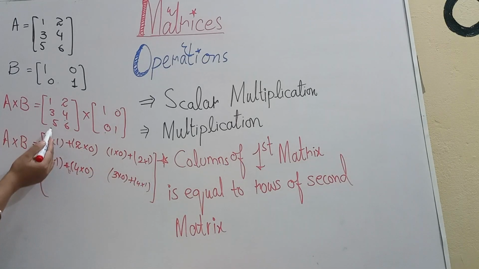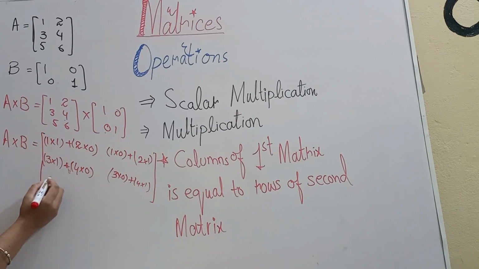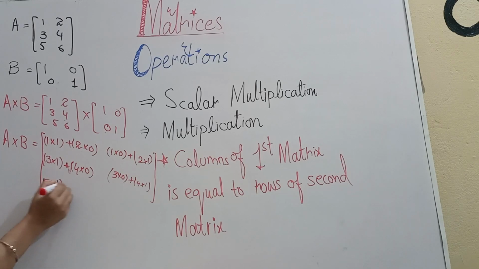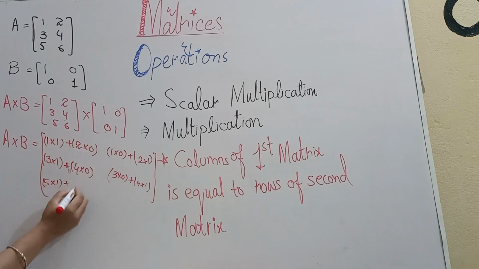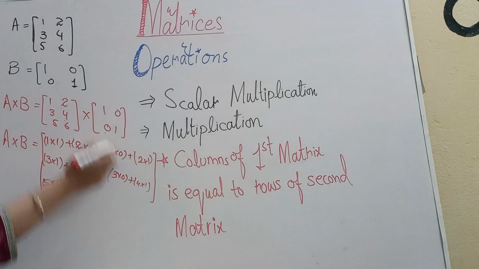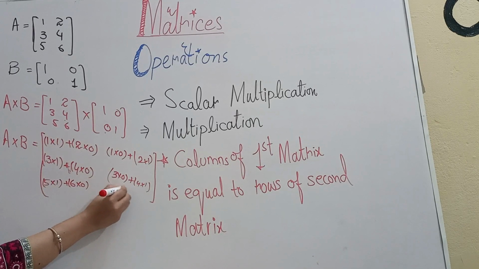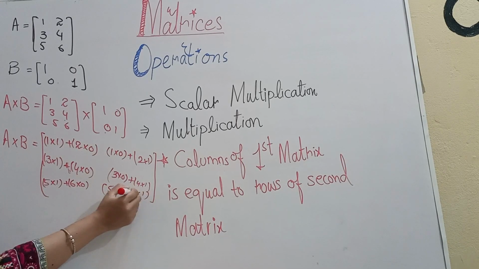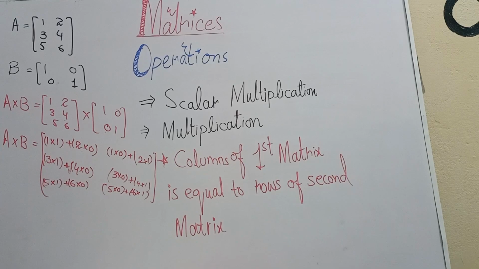And for last, we have the last row here, and the number is 5. 5 multiplied by the first number, that is 1, plus 6 multiplied by the next and last number, that is 0. Here 5 multiplied by 0 plus 6 multiplied by 1. So we have written all the numbers with their operators.